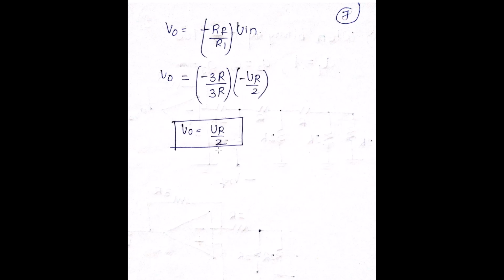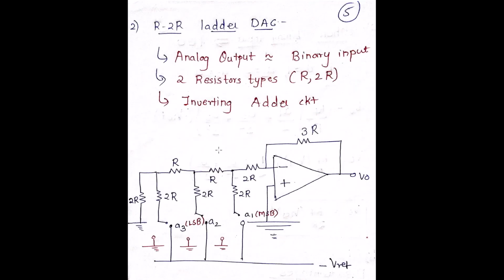I hope I am clear with this. So this is my R2R ladder circuit, in which we have two kinds of resistors, the R and the 2R. It's basically used to convert my digital input into my analog output, and it's an inverting kind of circuit, right?